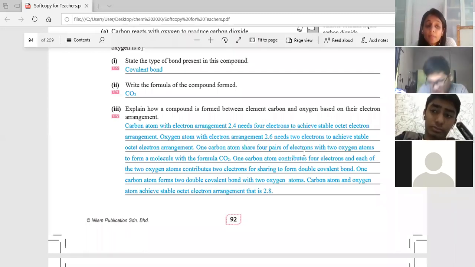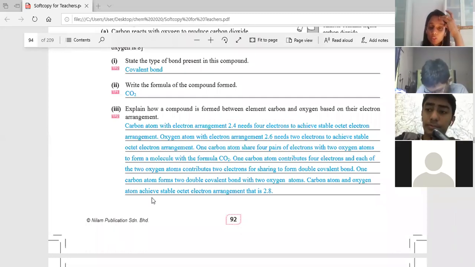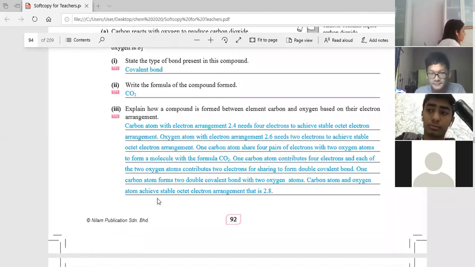So this is covalent bonding. I think many of you will see that the sentence is very similar to what teacher taught you that day, right? Yes, sir. So I'll mark the answer.